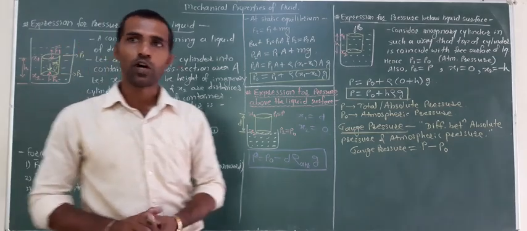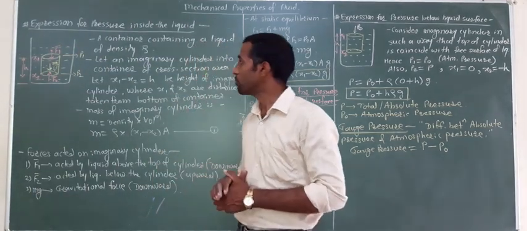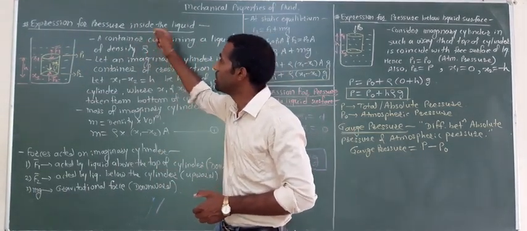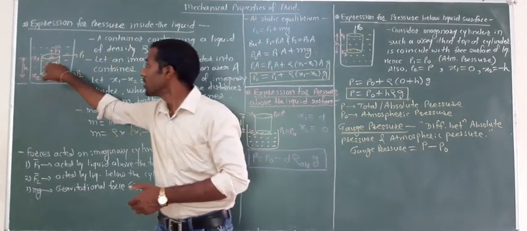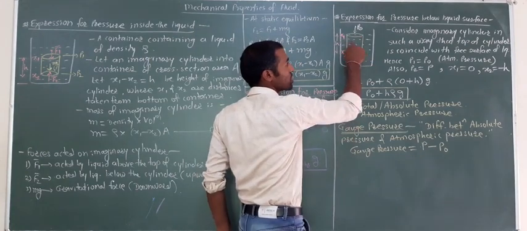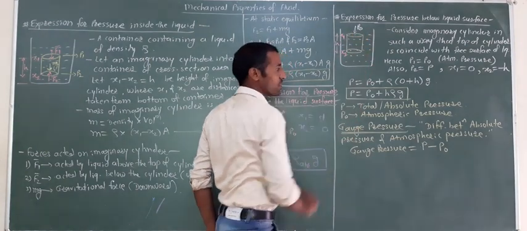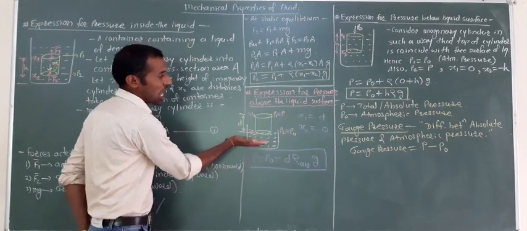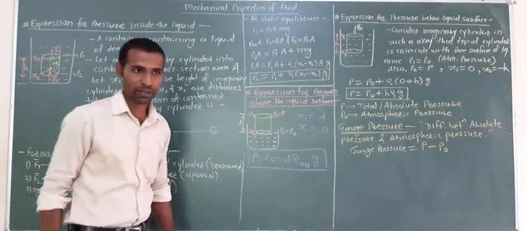In this way, we have calculated three different pressures. First, pressure inside the liquid. Second, pressure below the free surface of liquid. And third, pressure above the free surface of liquid. Thank you.